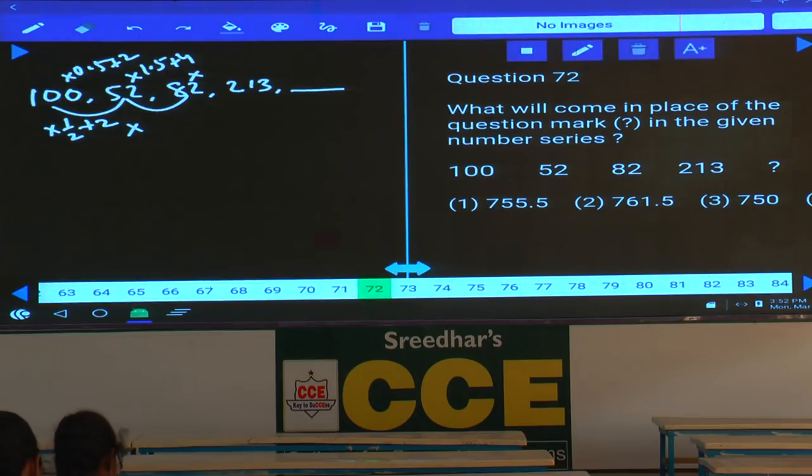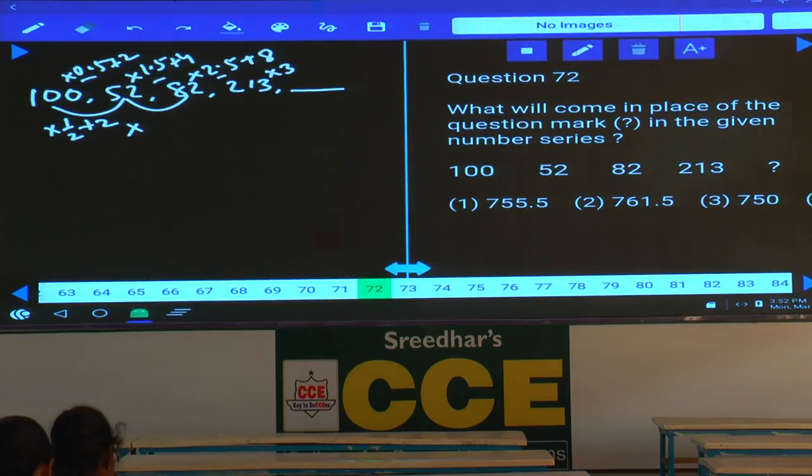82 and this one, 82 into 2.5. Tell me how much is that? 410, 205, isn't it? Plus 8. Plus 8 is the difference. 0.5 plus 2, 1.5 plus 4, 2.5 plus 8. And the next one must be how much? Into 0.5, into 1.5, into 2.5.